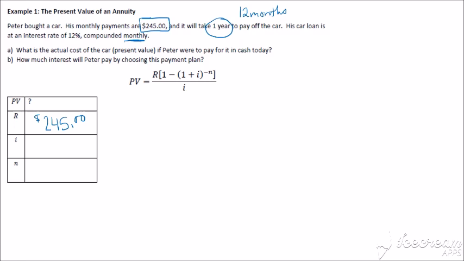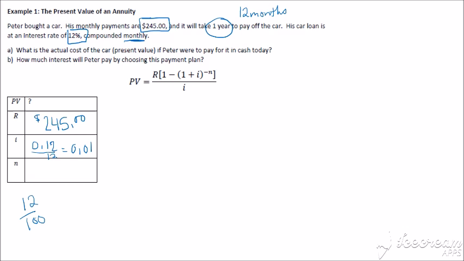His car loan is at an interest rate of 12%. So when we take 12%, we want to take the 12 divided by 100, and then we're going to get our I. So 0.12. Okay, and because it's compounded monthly, we're going to actually divide that by 12. So he's going to get 0.01 paid out 12 different times.